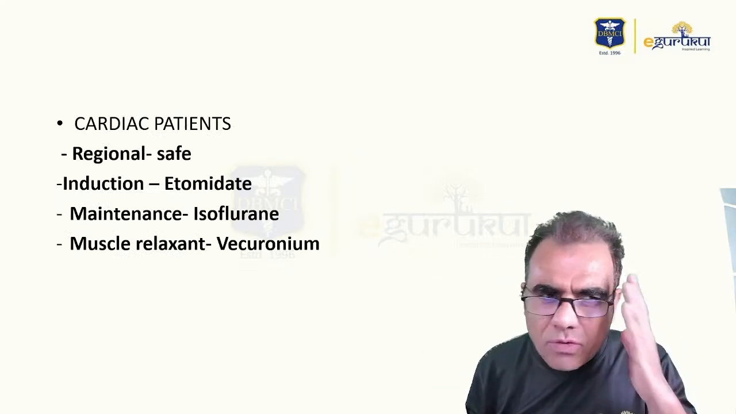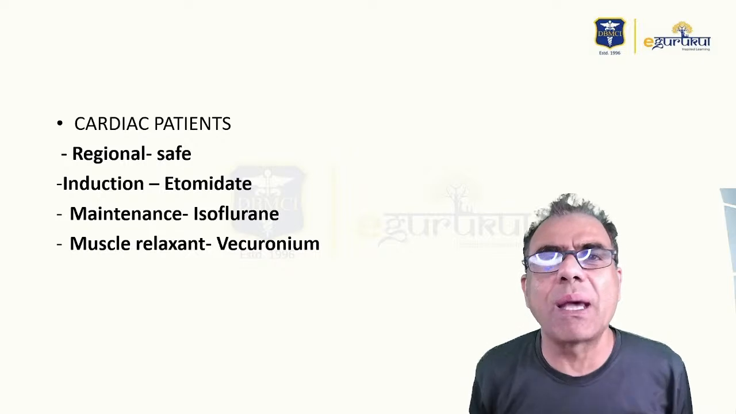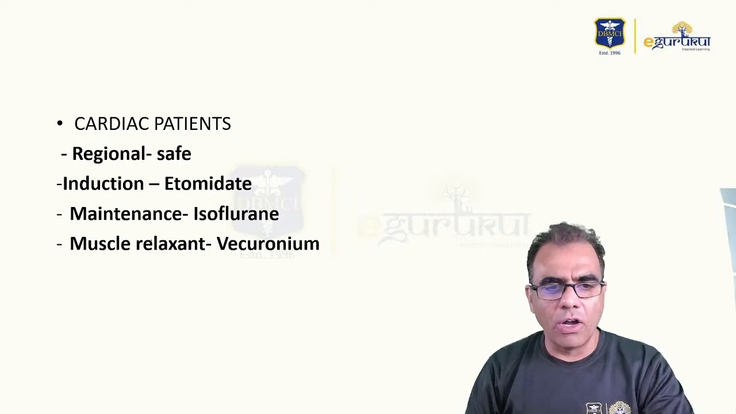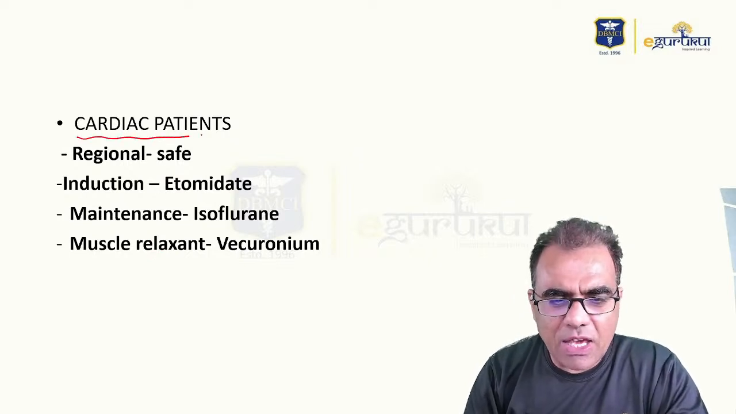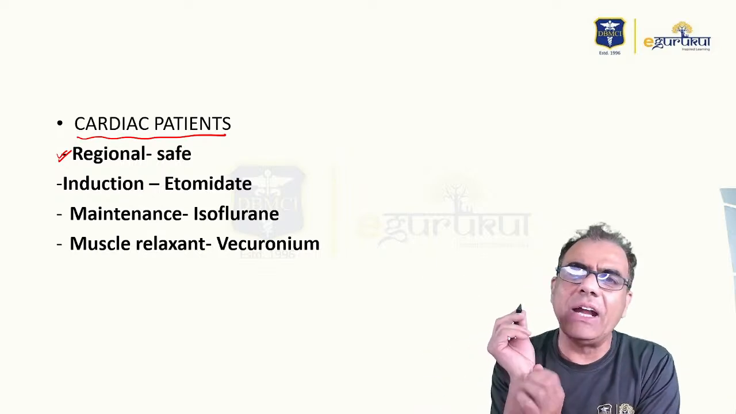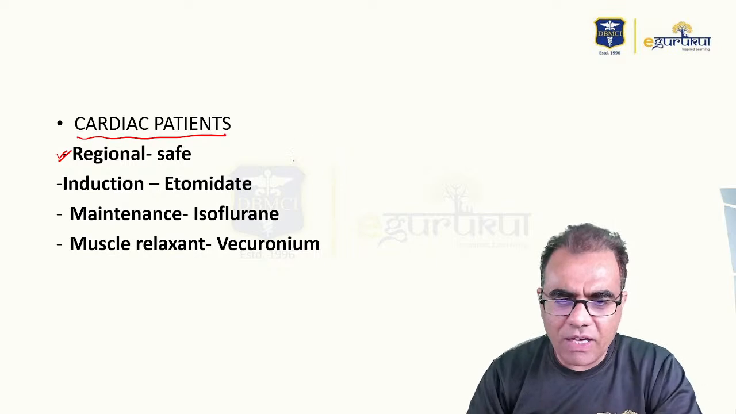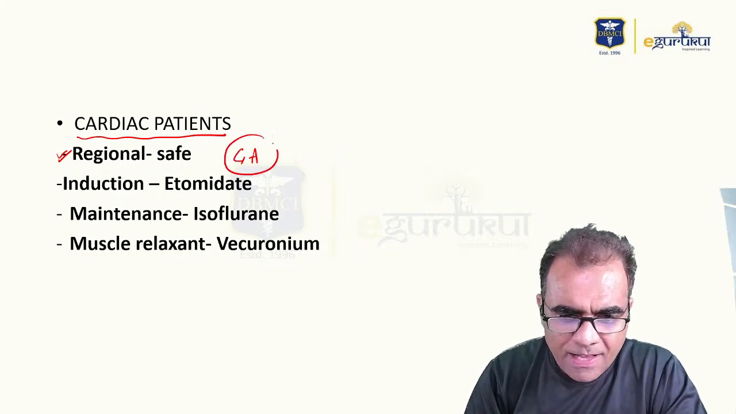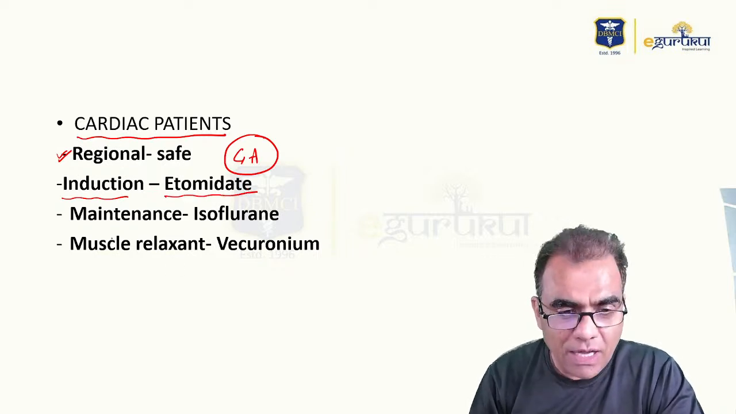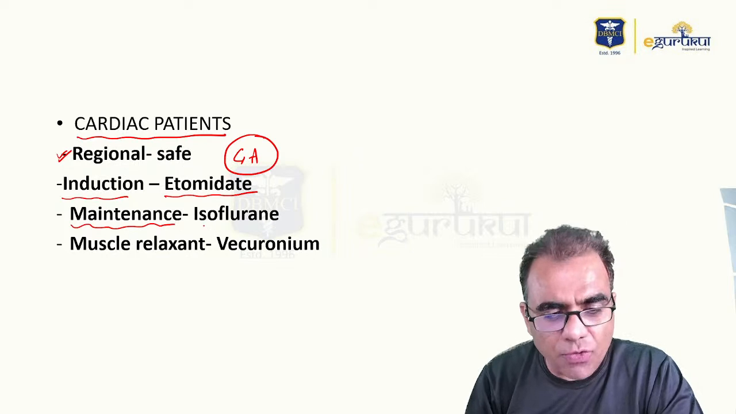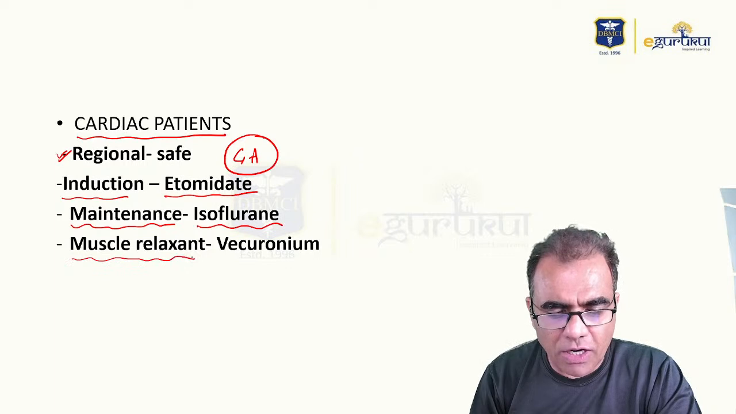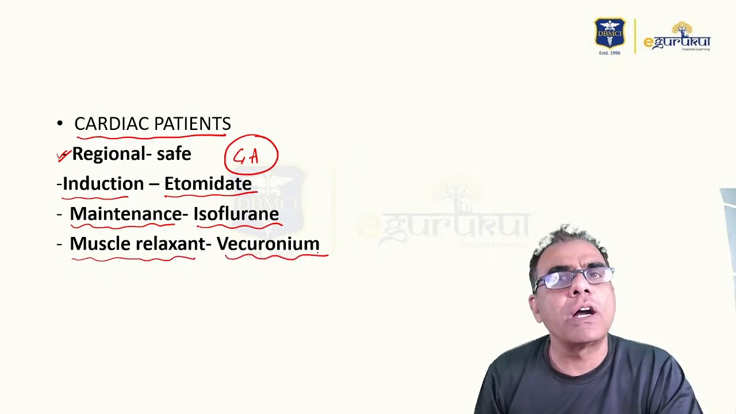Now, specialty management. This is a summary of all we have discussed, so let's see how much you are able to recall. Cardiac patients: if we can give regional anesthesia, it is safe. There is no contraindication for any kind of nerve block. If you are giving GA, then the induction agent of choice for a cardiac patient is etomidate, because it is most cardiac stable. The maintenance agent of choice is isoflurane, because among volatile agents it is most cardiac stable. And the muscle relaxant of choice for cardiac patients is vecuronium, because it is most cardiac stable.